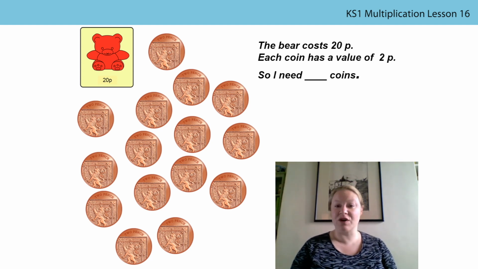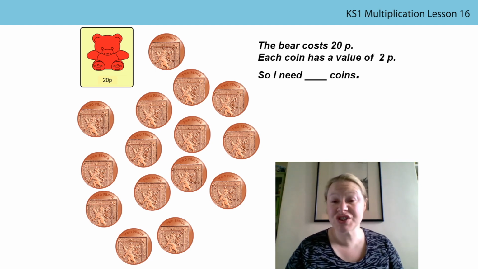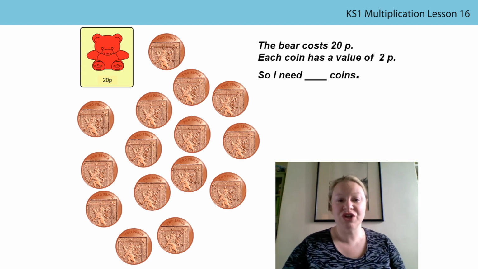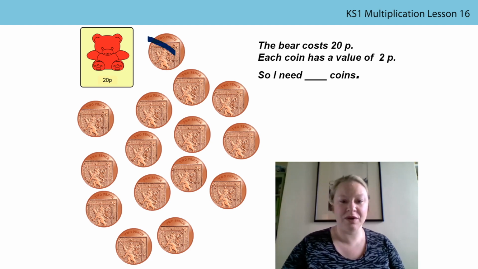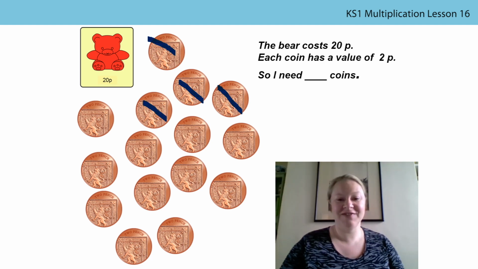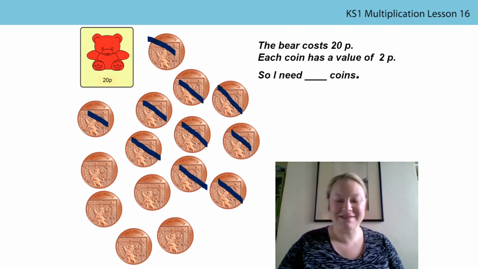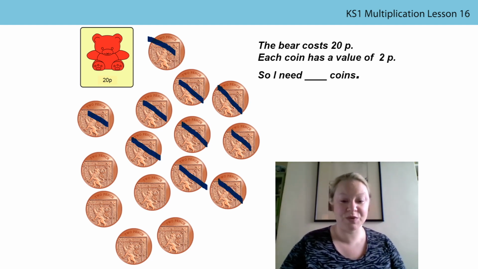Instead of moving the coins into a tens frame, we're just going to put a mark on them with a pen so that we know which ones we used to get to 20 pence. Okay, are you ready to count with me? Brilliant. Counting in multiples of 2. Well done. 2, 4, 6, 8, 10, 12, 14, 16, 18, 20. So we stop there because we've got to our 20.